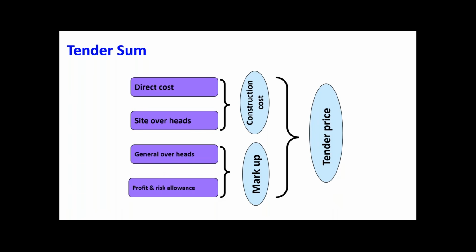So now what we are going to learn: what is the direct cost, how we are calculating the direct cost, what is the site overhead, what is the general overhead, and how we are deciding the profit margin. So this is what we are going to discuss. If you know how to arrive at all these figures, then you know how to derive the tender sum.